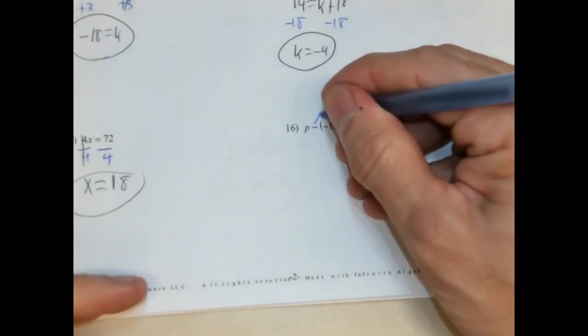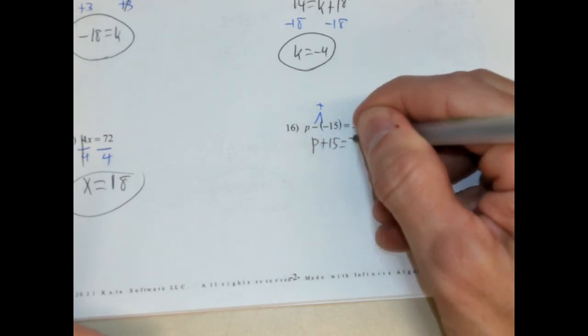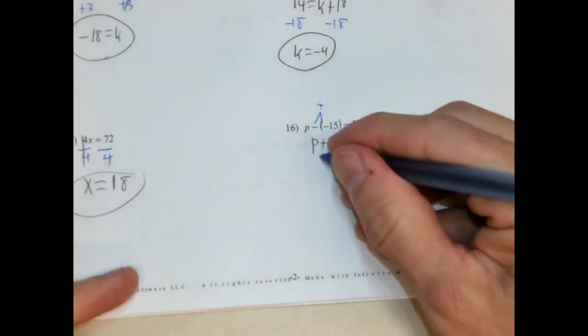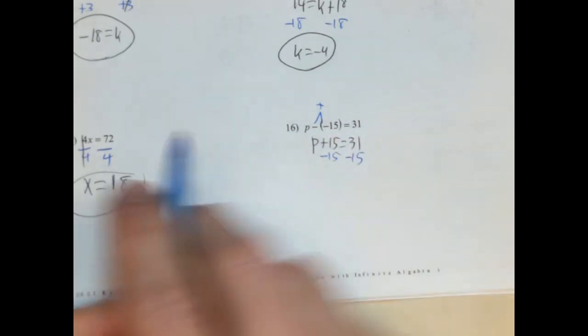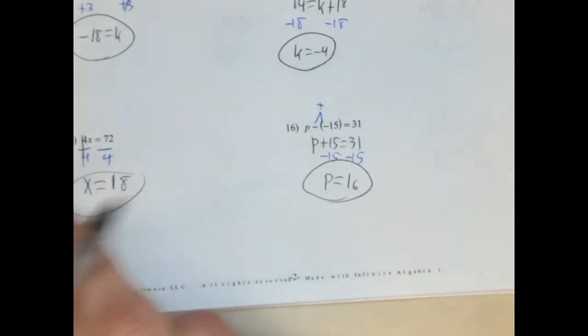And then here we have p minus negative 15. So we're going to change it to p plus 15. So p plus 15 equals 31. And we're going to subtract 15 from both sides. So p will equal 16. There we go.